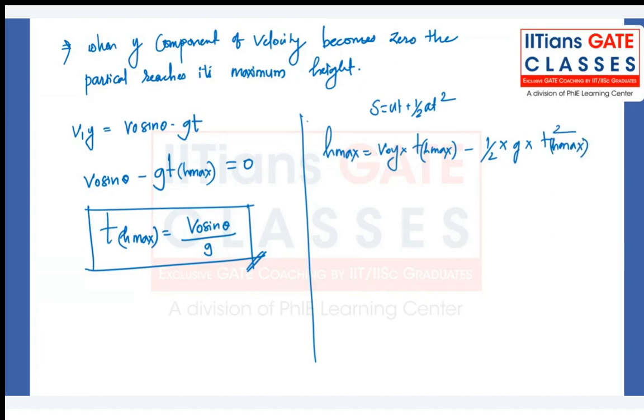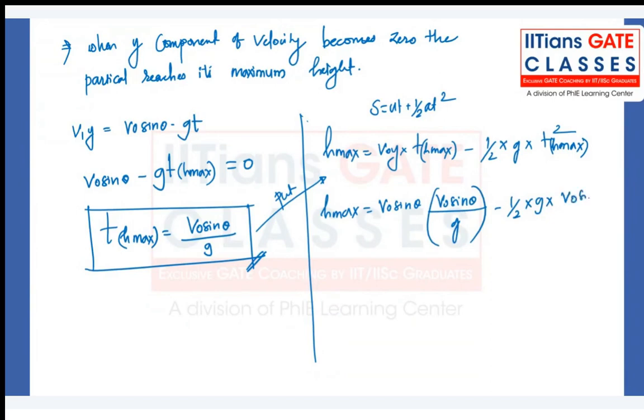So let's put this value here. H max is equal to V naught y, that is V naught sine theta, and t for h max is again V naught sine theta by g, minus half into g into V naught sine theta by g whole square. So this one g and one g here will get cancelled. So V naught square sine square theta by g, you can take common. You'll get half. So directly we can write V naught square sine square theta by 2g is equal to H max.